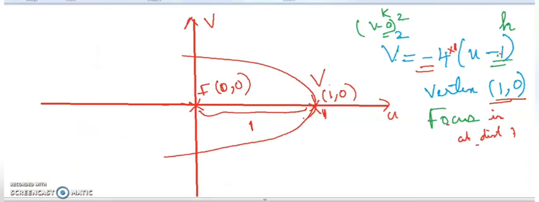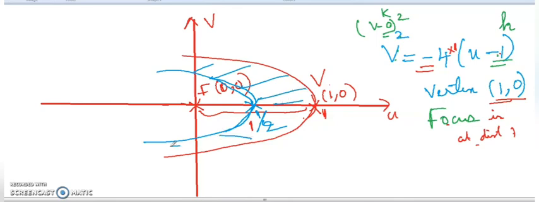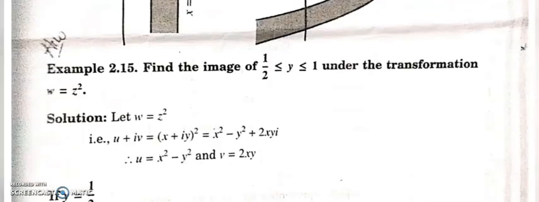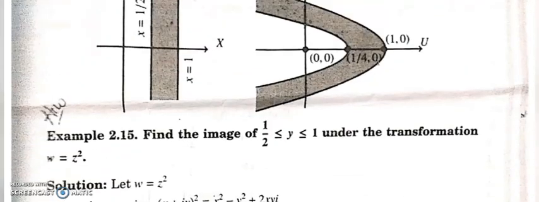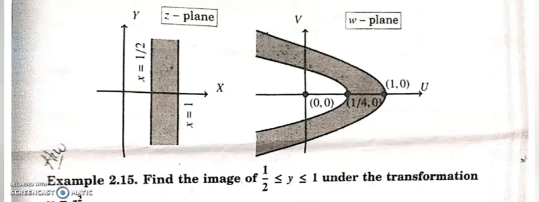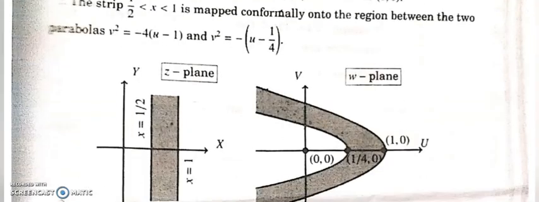So let me draw that here. For the first parabola, this distance is 1, so this may be 1 by 2, right? So you may have a parabola like this, and this particular point is 1 by 2. So this is the intersecting region. So it is here, 1 by 4, and this is the intersecting region. So this gives the conclusion. So this is the image.